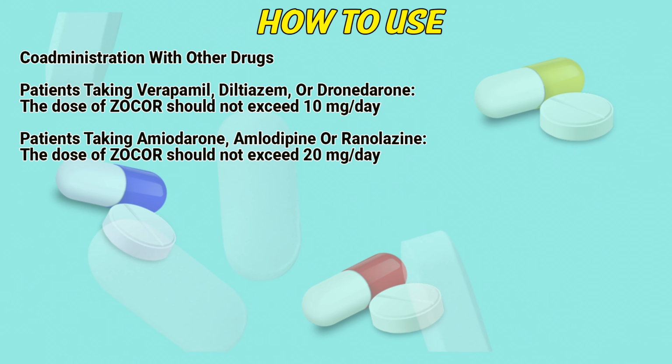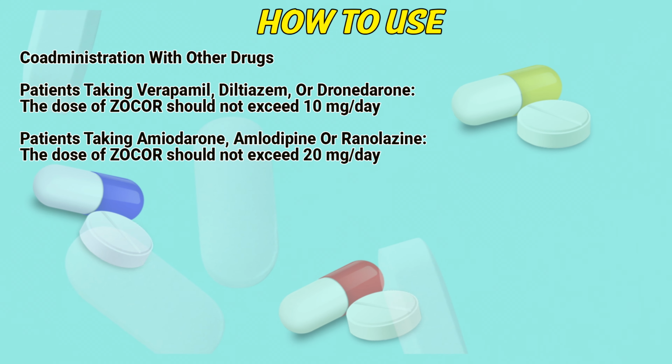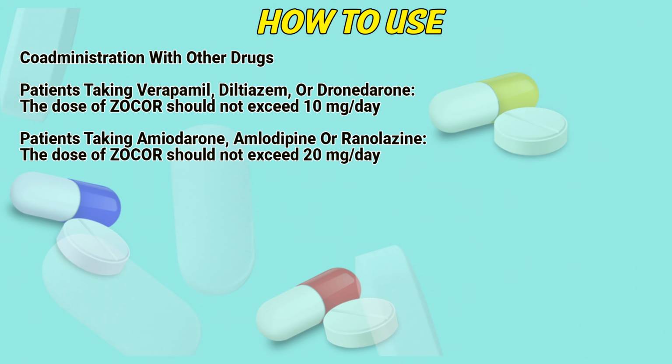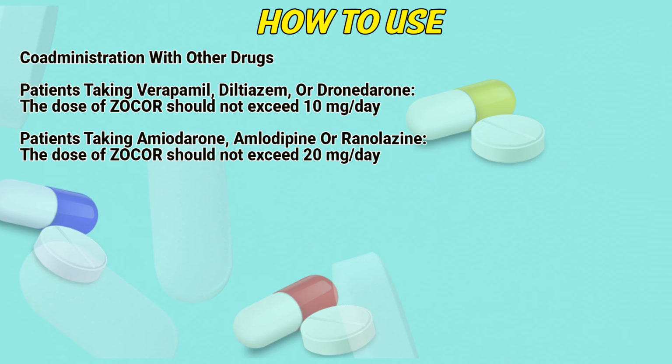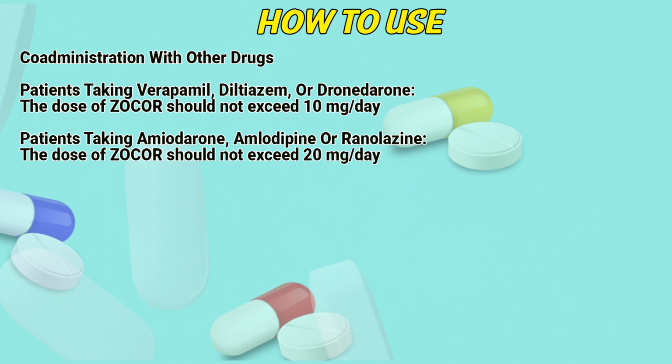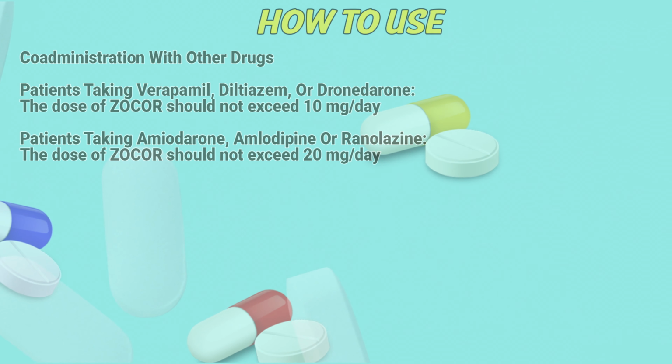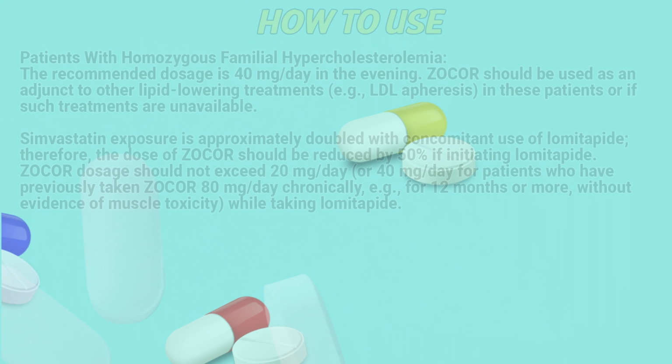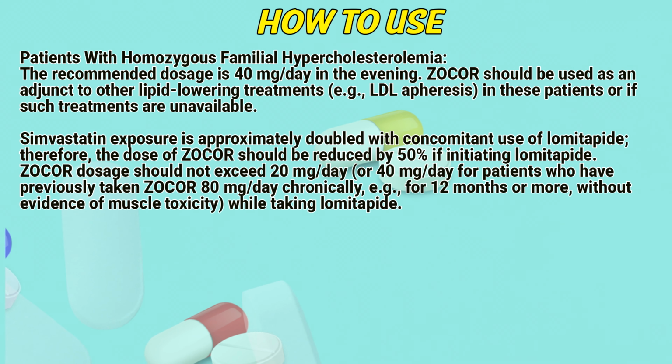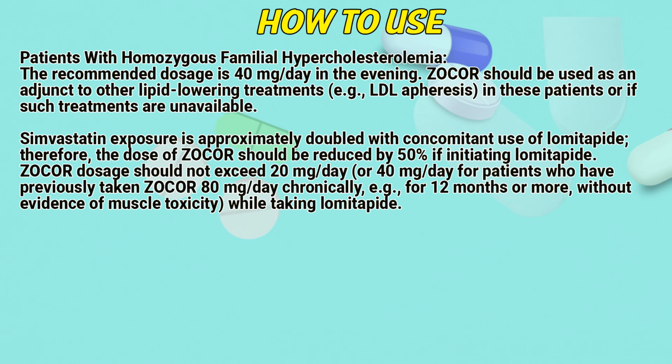Co-administration with other drugs. Patients taking verapamil, diltiazem, or dronedarone: the dose of Zocor should not exceed 10 mg per day. Patients taking amiodarone, amlodipine, or ranolazine: the dose of Zocor should not exceed 20 mg per day. For patients with homozygous familial hypercholesterolemia, the recommended dosage is 40 mg per day in the evening. Zocor should be used as an adjunct to other lipid-lowering treatments in these patients or if such treatments are unavailable.